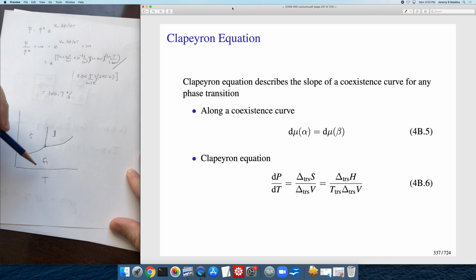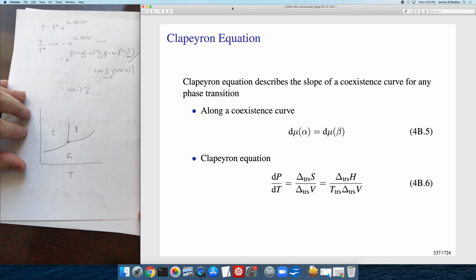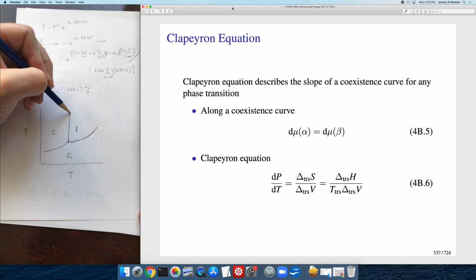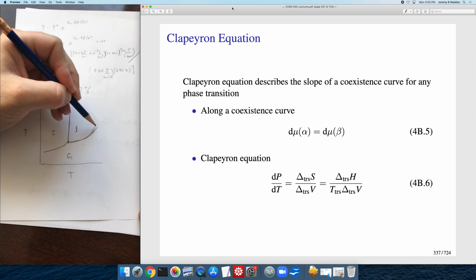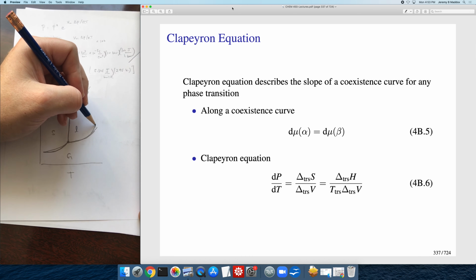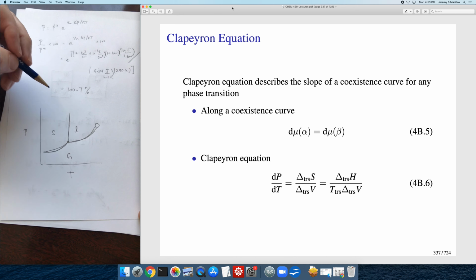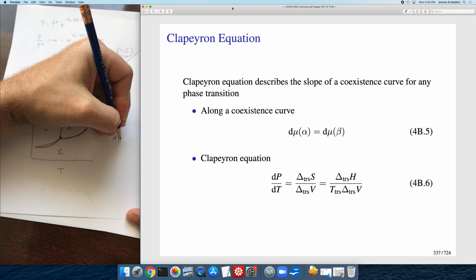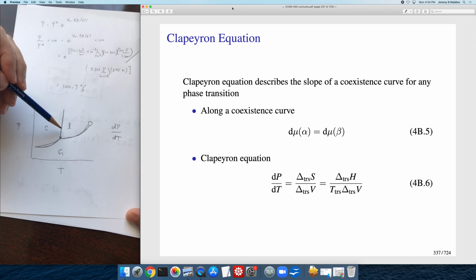This is something that you should be able to do. Write out a generic phase diagram. Okay. Notice that I've drawn this line very steep, whereas these lines have more of a curve to them. The critical point will be somewhere out here. Triple point's right there. What the Clapeyron equation does is it describes the slope, that is dP/dT, of any of these coexistence curves.